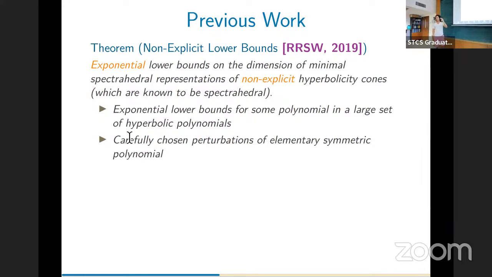So you get a large family, and what they're able to prove is that one of them will be hard. That's in the sense that it's non-explicit, right? Because these lower bounds hold for some polynomial in a large set of polynomials, and these are again perturbations of the elementary symmetric polynomial. So they use this non-explicitness to be able to prove lower bounds, and the proof is a little bit involved.